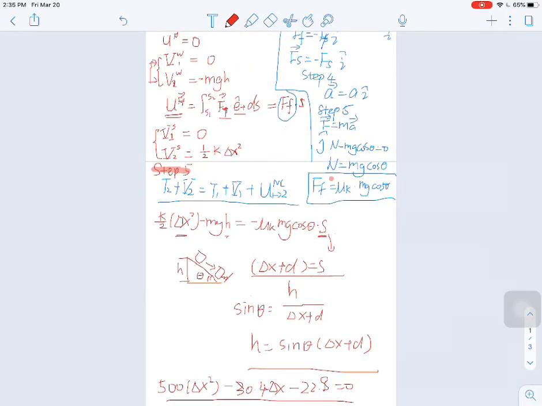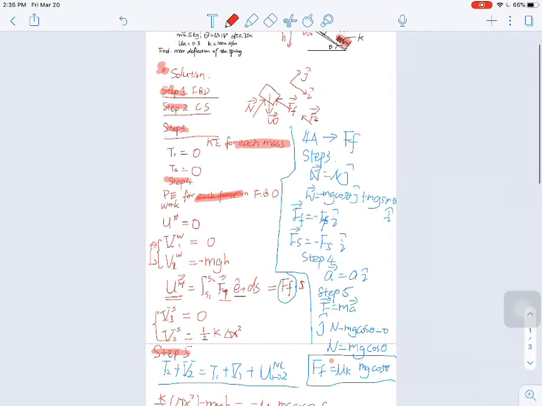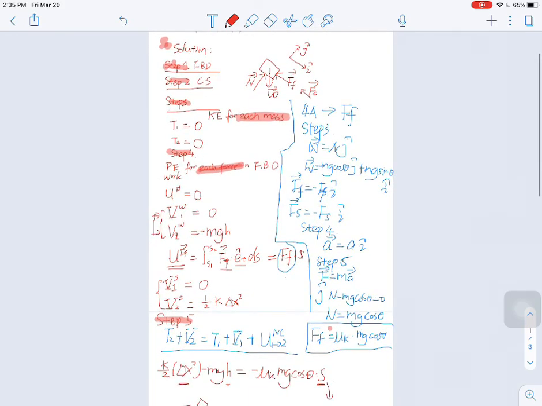So this problem is a little bit long, and you kind of have to combine the method from the previous section in order to find friction force, then use friction force to find out what's the work done by the friction. So hopefully this shows you how to set up everything.